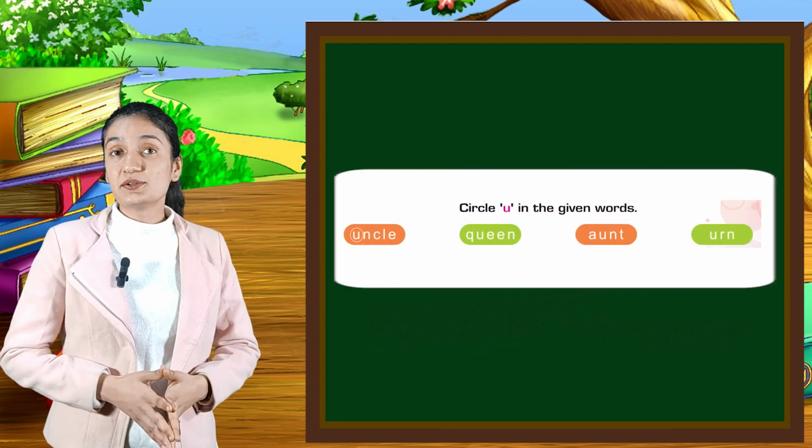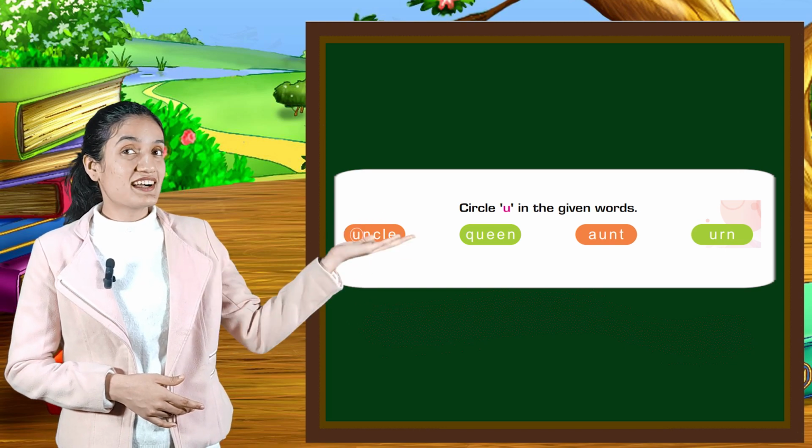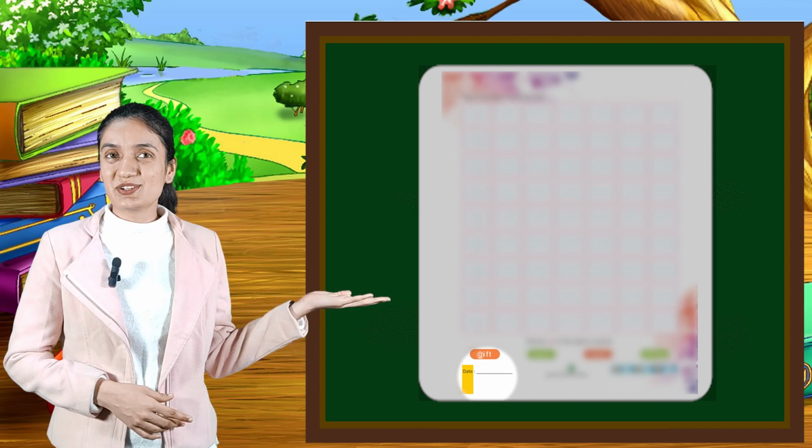And circle U in the given words. Uncle, queen, aunt, aunt. Find U and circle it. Mention the date in your notebook.